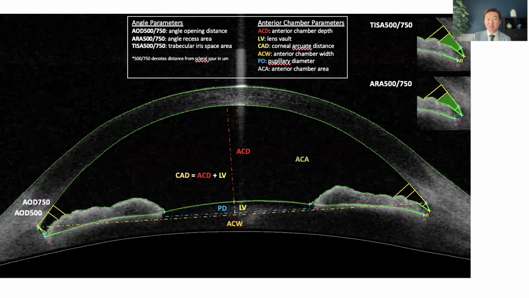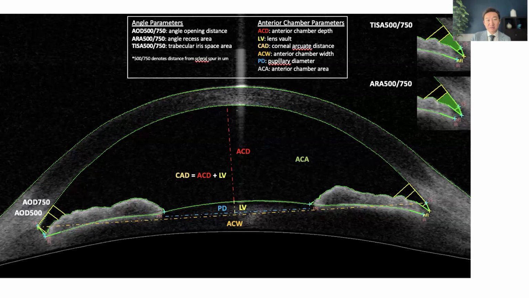This diagram shows some of the most commonly studied biometric parameters. This includes the angle opening distance, which is the distance from the trabecular meshwork to the anterior iris surface. And this can be measured either 750 microns or 500 microns anterior to the scleral spur. Those distances were determined because the height of the trabecular meshwork is usually around 800 to 900 microns.